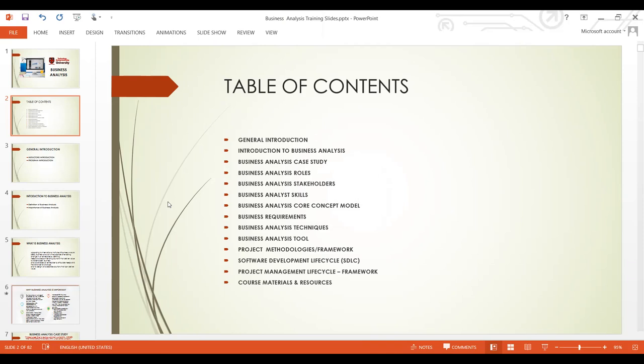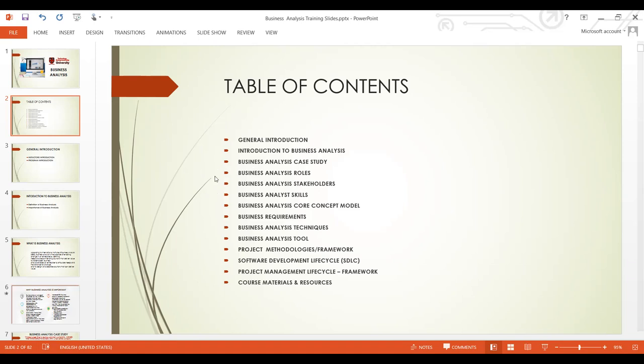We're going to look at a case study in business analysis. After the introduction, we are starting with a case study to give us the picture of what business analysis is like, so you understand it in real life, not by definition or by description. You look at how it works. So that's why we are putting this case study.